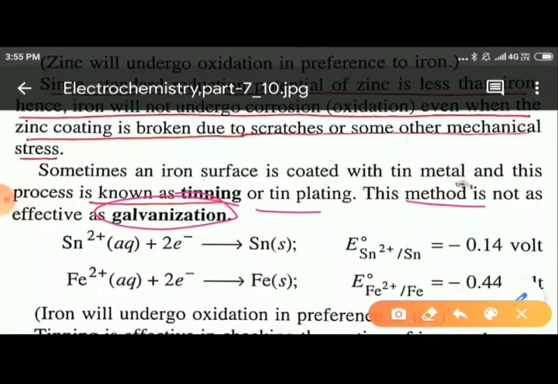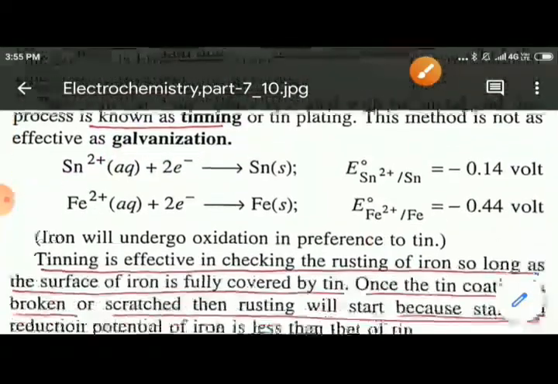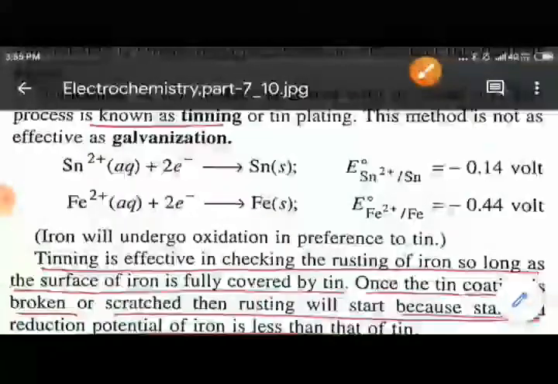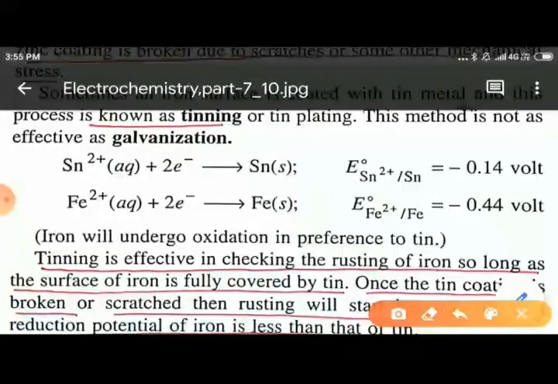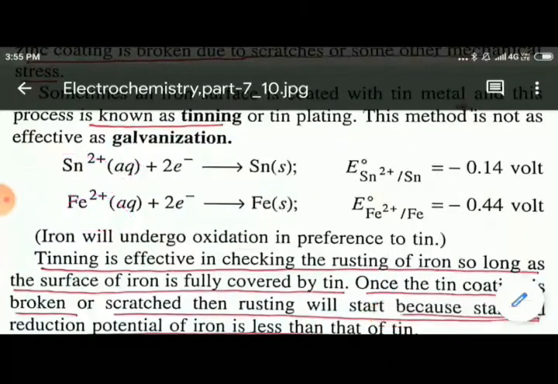So in this case, stannous again works as anode and iron works as cathode. So here the reaction is given. Iron will undergo oxidation in preference to tin. So if we take both reactions, iron works as cathode and tin works as anode.